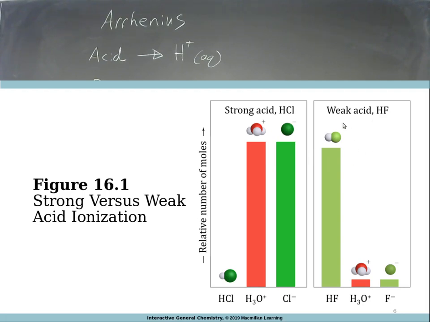Here's the weak acid, hydrofluoric acid, and you'll notice a large majority of it remains on the reactant side, as HF. And then some small amount is going to go to products, H3O+ and F-. That means this is a reactant-favored reaction, and the equilibrium constant will be substantially smaller than 1. And we'll deal with equilibrium constants for weak acids in a couple of sections.